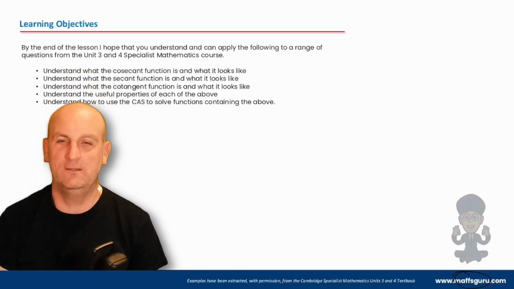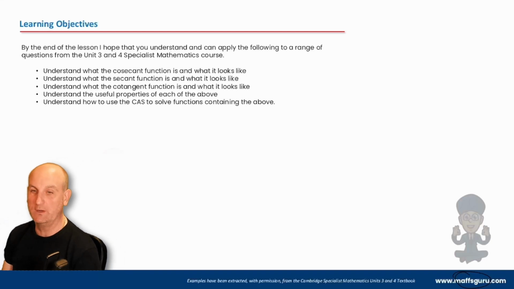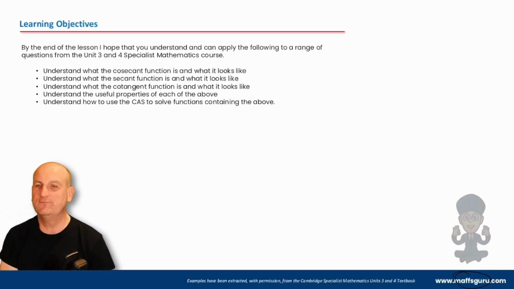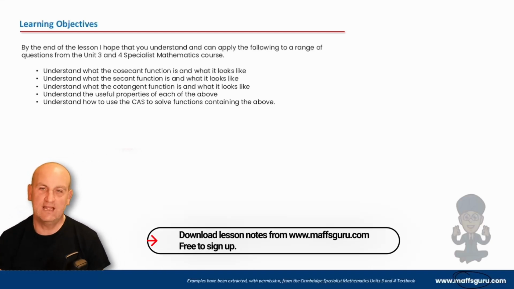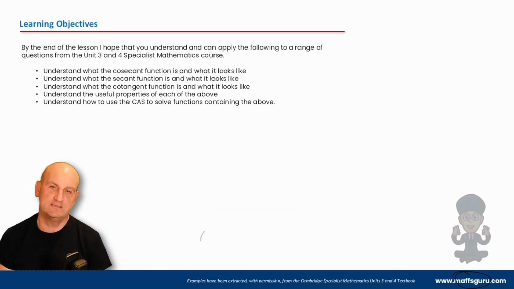Behind me are our learning objectives. Understand what the cosecant function is and what it looks like, and what the secant and cotangent functions look like. Understand the useful properties of each of the above, and understand how to use the CAS to solve functions containing the above. Okay, that sounds like a big order, yeah?